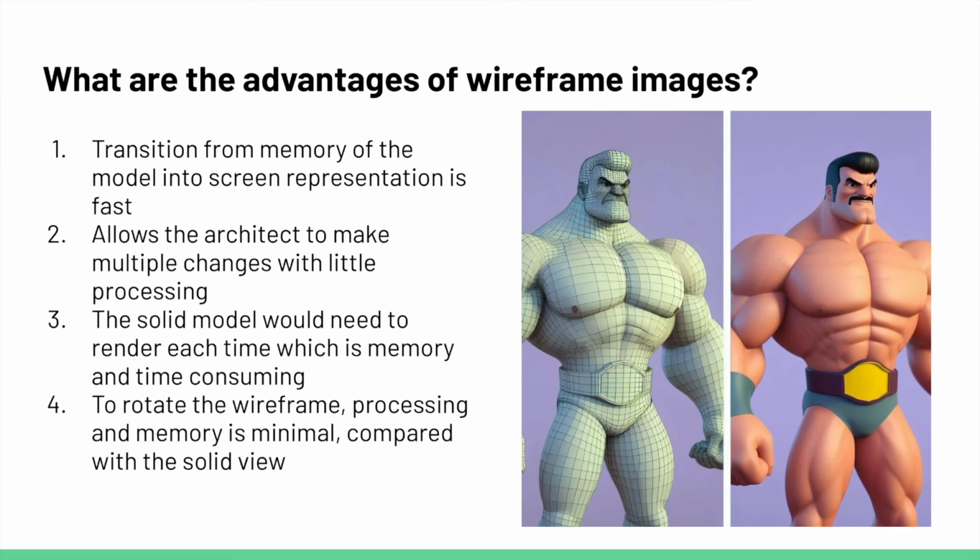So this actually just brings us to the advantages. Transitioning from the memory of the model to a screen representation is really fast. So going from a wireframe image to a screen representation can be a very quick process. We can make multiple changes with little processing. And if we were manipulating in the design stage with a solid model, that would take a lot more memory and be time consuming. Finally, we can rotate a wireframe model without having to use a lot of computational resources in order to see what's going on inside the model itself, so with some depth.